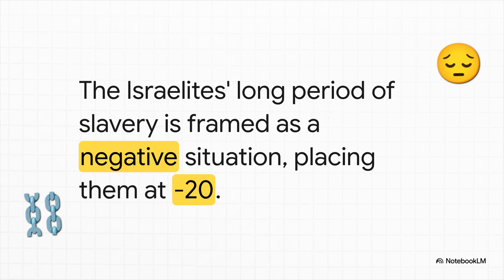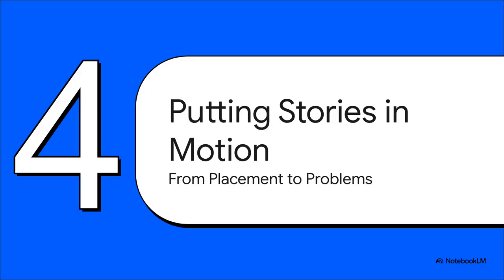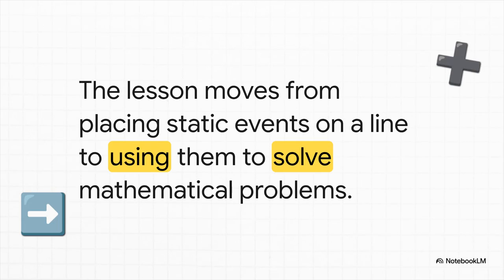Okay, so at this point, the students have learned how to place these static moments on the number line. But the lesson doesn't stop there. Oh no. The next step is to get these stories and the numbers they represent moving. And this is where the rubber really meets the road. The whole story framework becomes a tool to actually do math. The homework isn't just about plotting points anymore. It's about using those points to solve problems, specifically addition and subtraction.